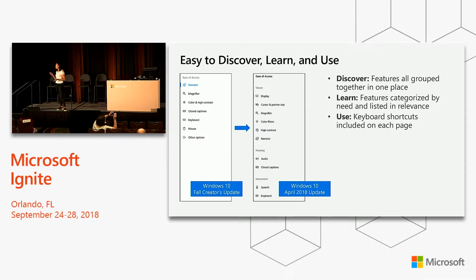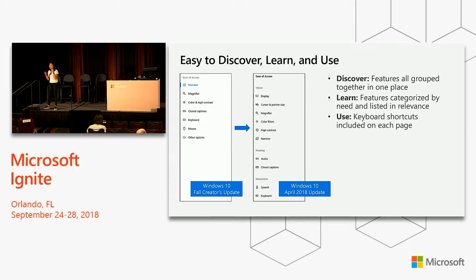So you'll notice that that list is a lot longer because there's just more features that we're surfacing within ease of access. The second is that the team did a lot of work to organize the features by need. So all the hearing ones are together, all the vision ones are together, so that you can quickly identify, I'm someone who wears contacts and I can't see as easily, and right in that vision section there's a feature that might be relevant to you.